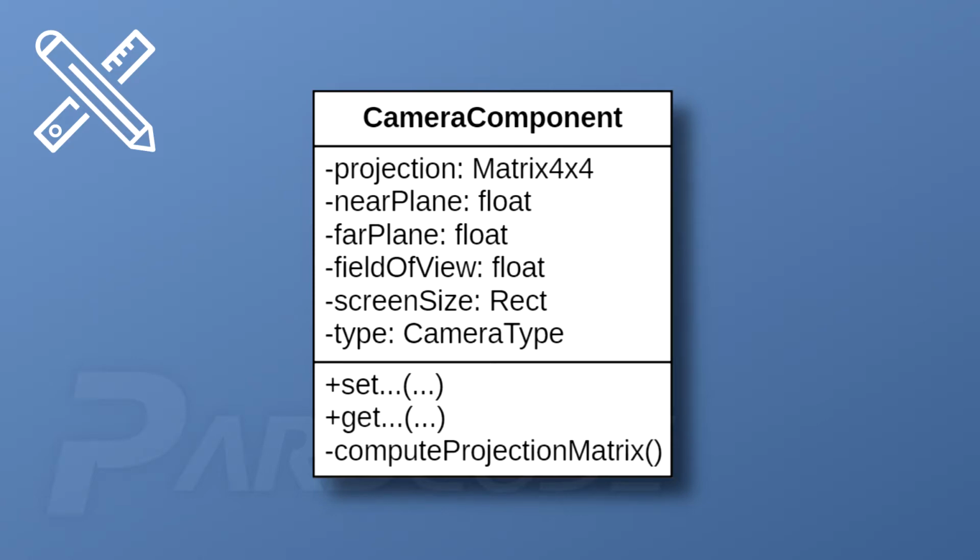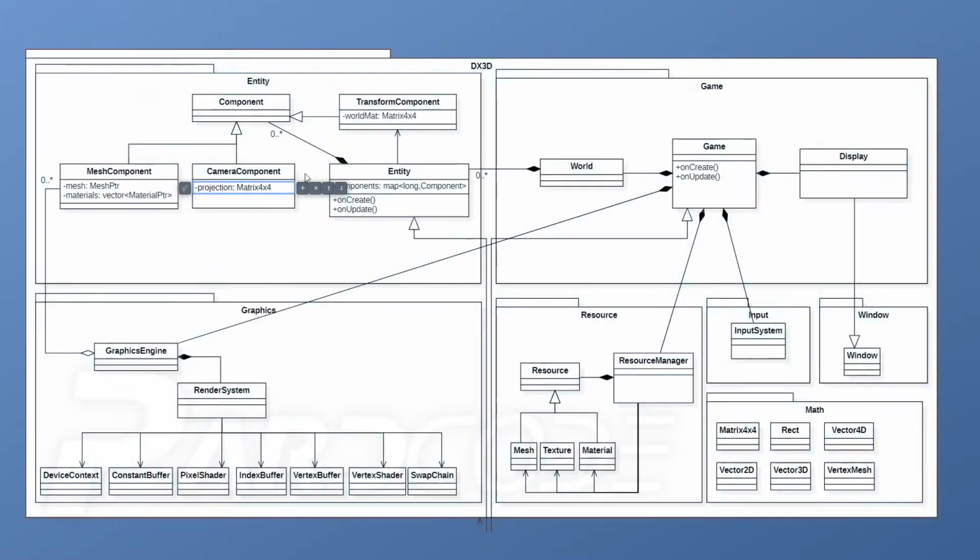Since the view matrix derives directly from the world matrix and we have already handled the world matrix in the transform component, let's add only the projection matrix as attribute. Also, we should add other important attributes, always related to the projection matrix, like the field of view, the screen size, the far plane and the near plane. As usual, let's add the setter and getter methods for our attributes.